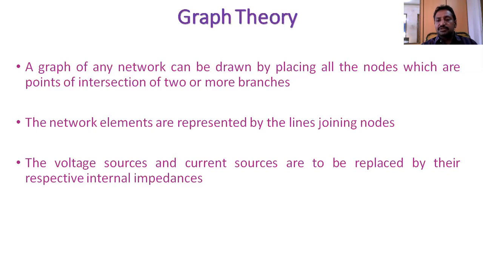But what if voltage and current sources are there? How to take them? When voltage or current sources are present, you consider their internal resistance. The internal resistance of an ideal voltage source is 0, so you simply short that element while converting into the graph. Whereas the internal resistance of an ideal current source is infinity, so you just open that branch. While converting the circuit into a graph, the branch in which the current source is available should be open.